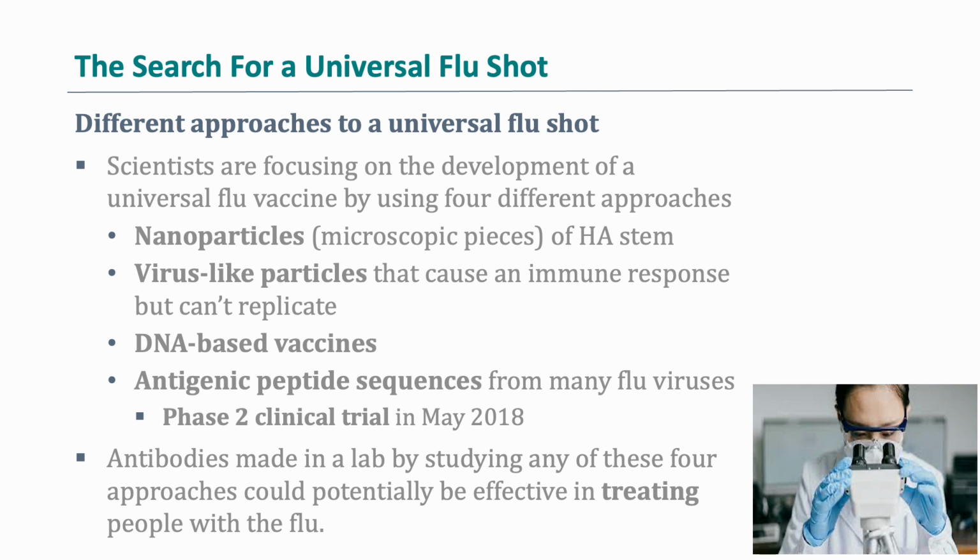Lastly, another approach involves creating antigenic peptide sequences for many different strains of the flu viruses. These peptides are small fragments of the virus that can be used to help the immune system recognize a wide variety of flu strains, making the vaccine more universal. An added benefit of these studies is that antibodies made in a lab by studying any of these four approaches could potentially be effective in treating people with the flu.